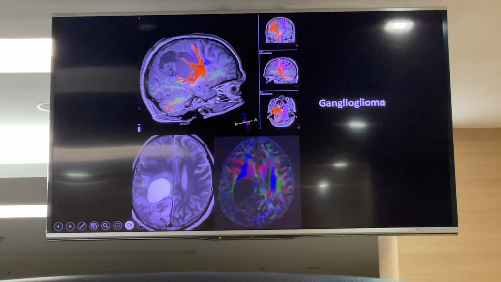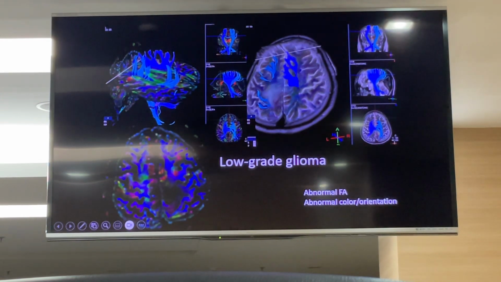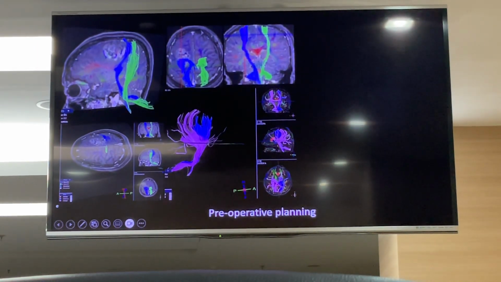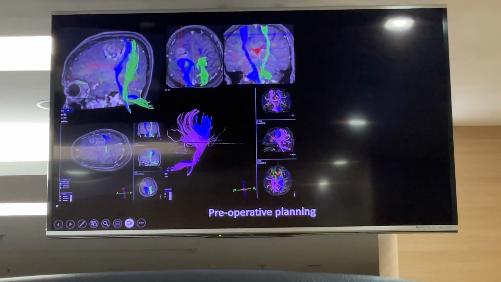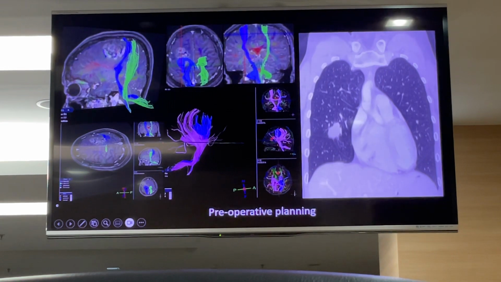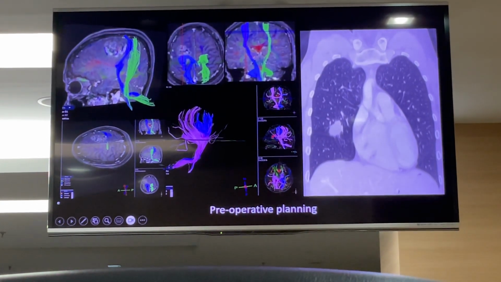This is a ganglioglioma. In this case, you can see the tumor infiltrates over the corticospinal tract. So this is a low-grade glioma. This is used for surgical planning. For this case, you can see deviation of the CST by the tumor posteriorly. This is because the primary cancer has metastasized to the brain.